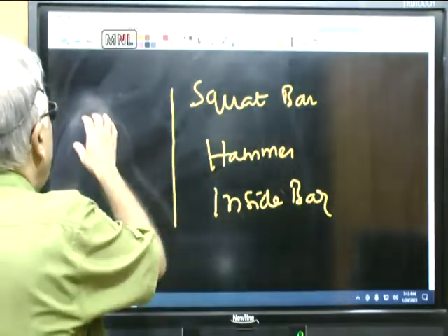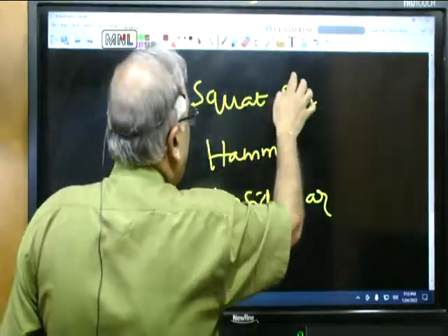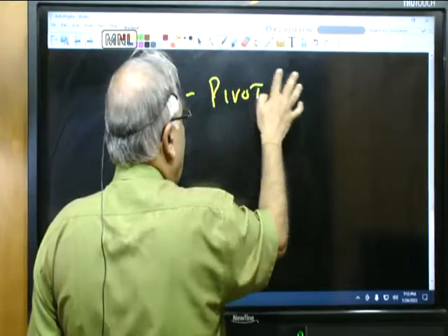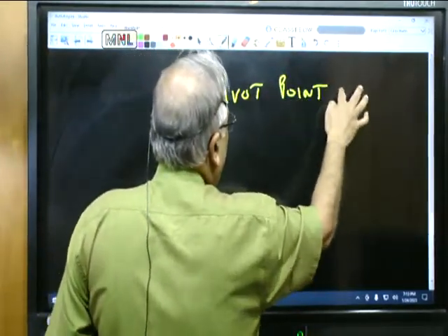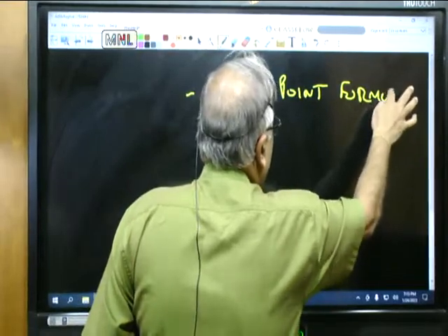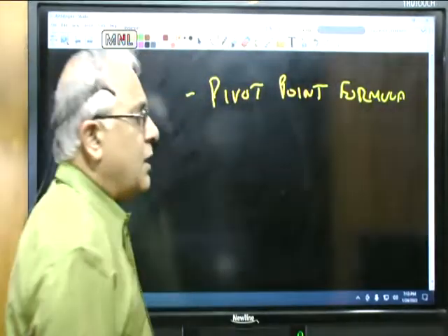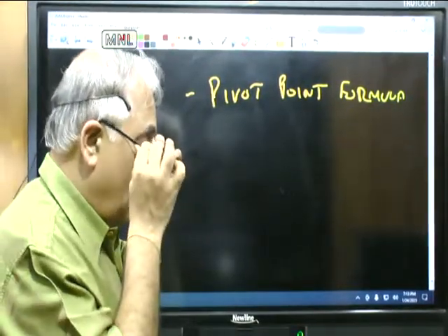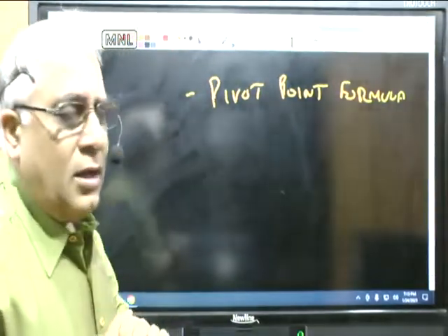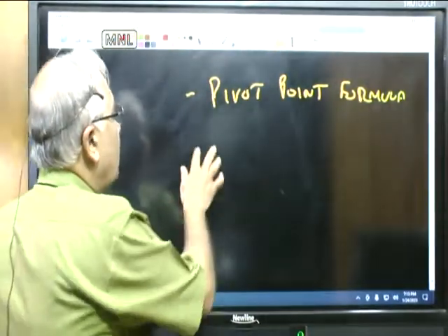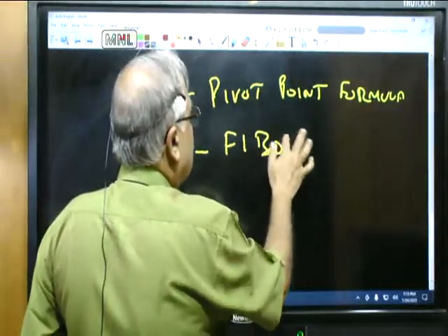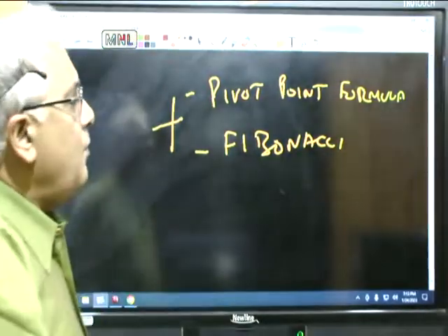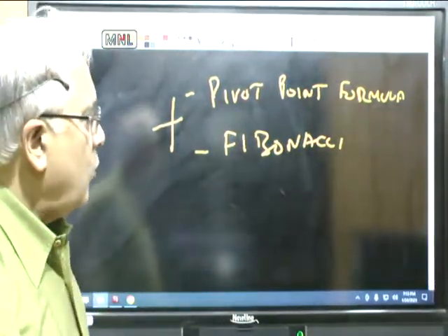But if you ask me what is the easiest to use, it is the pivot point formula, because it gives you predetermined support and resistance levels. If you know how to use the pivot point formula, it is a very good system that you can use. Then you can use the Fibonacci. You can combine the pivot point formula with Fibonacci. That will give a robust system.